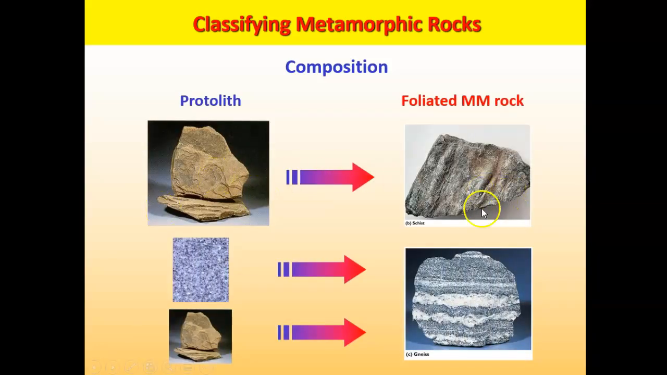So more kind of examples of foliated rocks. We can take our mudstone, which is super common, and get a schist. We can even get a gneiss. Also, igneous rock like a granite can turn into a gneiss, also as another protolith of a gneiss.